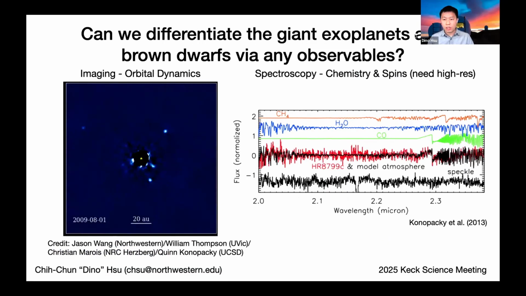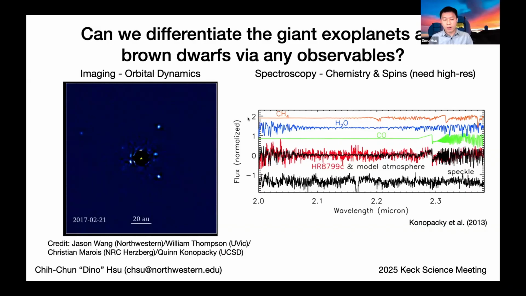So one of the questions that we are really hoping to answer is if we can differentiate through any of the observables between giant planets and brown dwarfs. And here is a beautiful movie made by Jason Wang et al. using Keck 2. So this is the beautiful HR 8799 system with four planets, and we can not only see the beautiful orbits, but also we can try to study their orbital dynamics.